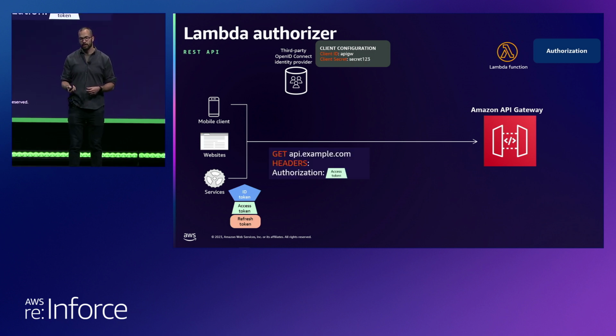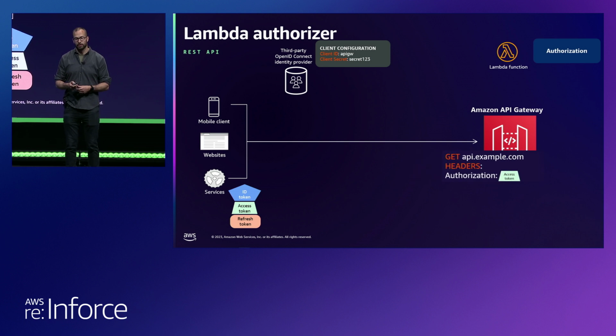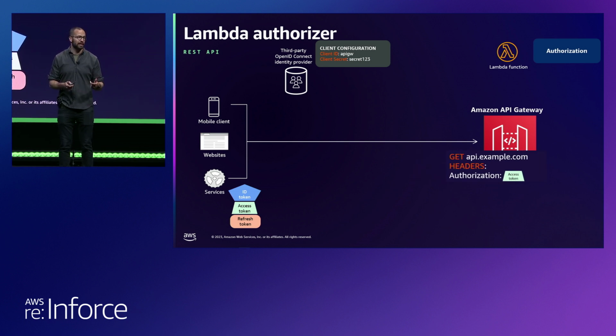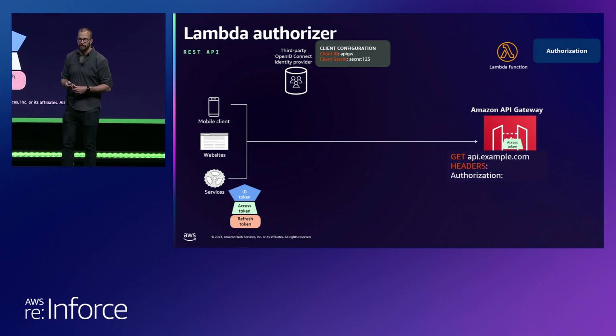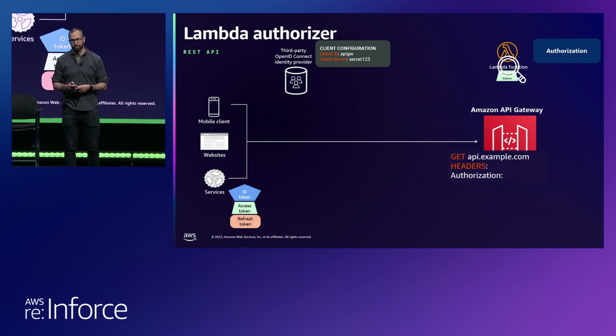So in this scenario, we would still expect the application to receive all the tokens and then be able to use that authorization token, put it in the authorization header, and send it to the API Gateway. We would need to configure a Lambda function to look for that authorization header, check and validate that token, and then decide if that traffic is going to be allowed or not.